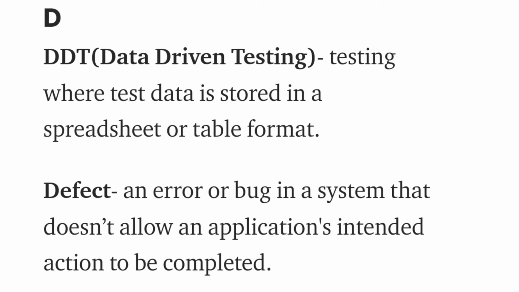D now, DDT, data-driven testing, testing where test data is stored in a spreadsheet or a table format. And finally, defect, an error or a bug in a system that doesn't allow an application's intended action to be completed. And that's it for the first part for letters A to D.